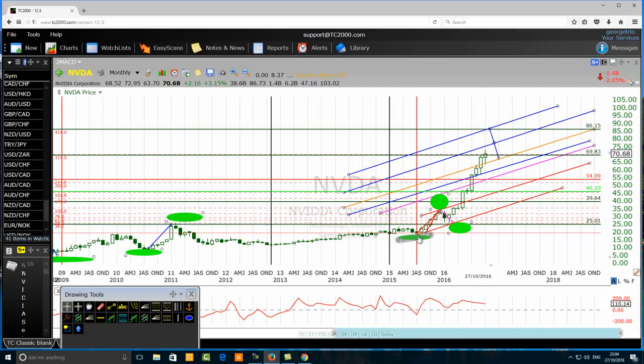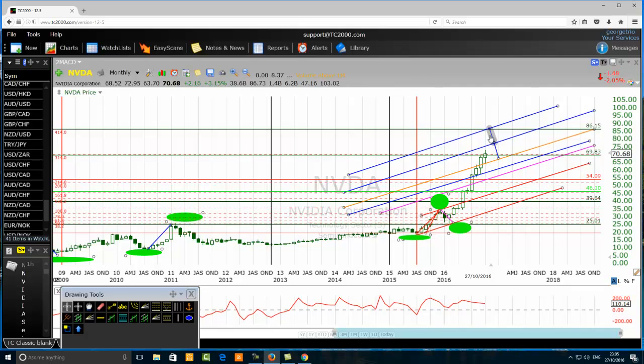So by connecting the low of the first wave and the low of the second wave, we have the first line, which is the red line on my chart. Then we select the high of the first wave and we draw another line that is parallel to the first line. Then you will have this red channel.